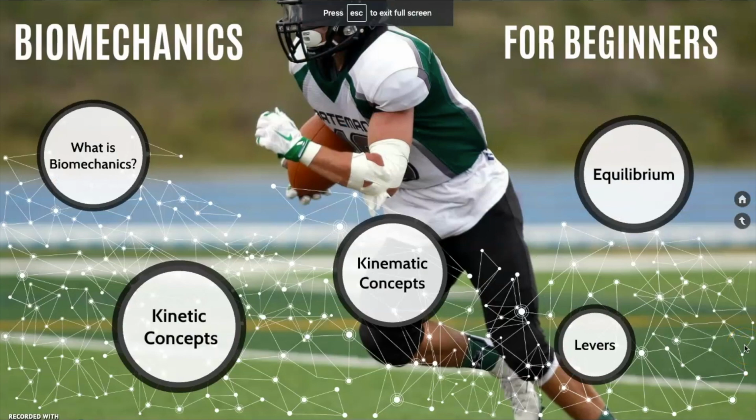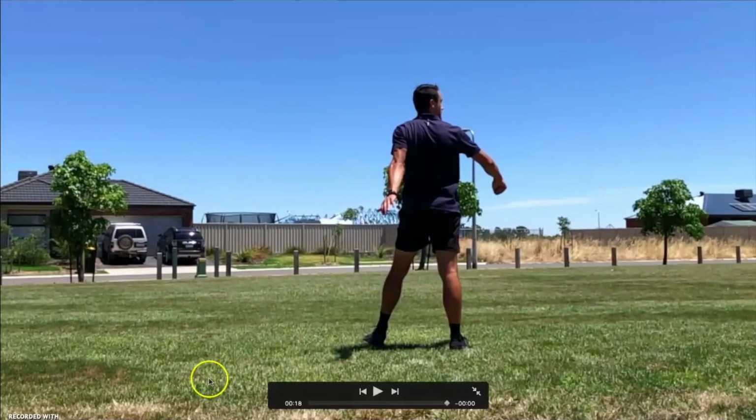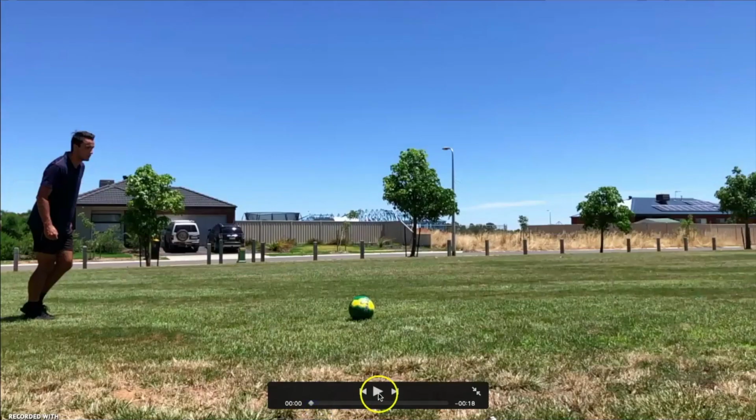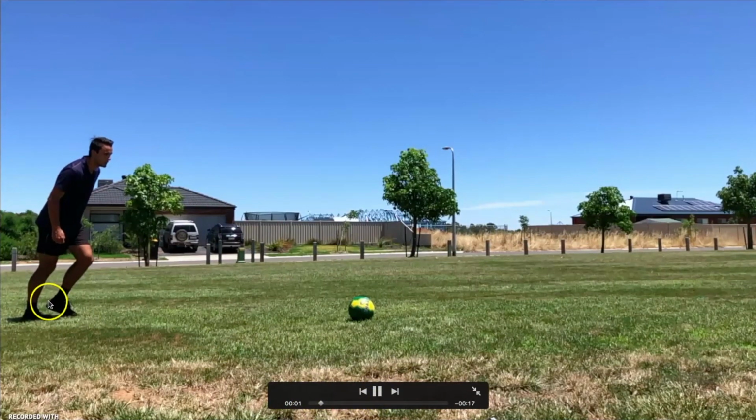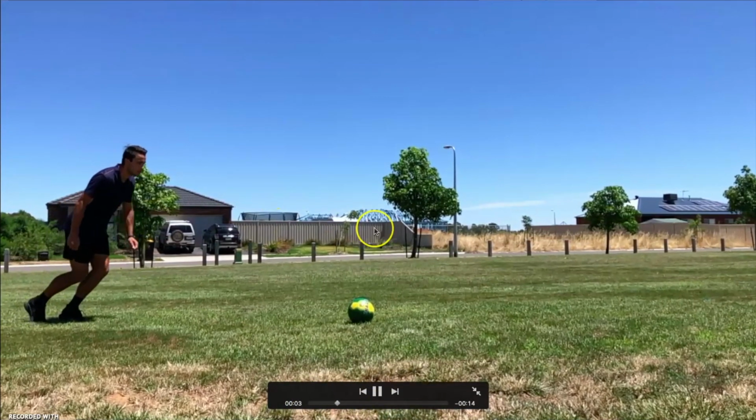So there you have it, guys. That's just a quick example of how we can apply some of these principles as well as many others to our movements. And we can use that data, we can use video analysis, we can use things like that to learn what we're doing well and what we're doing not so well to improve our performance. So if I'm critically analysing my own technique, I'd say that the run up is good, my inertia is carrying me forward.